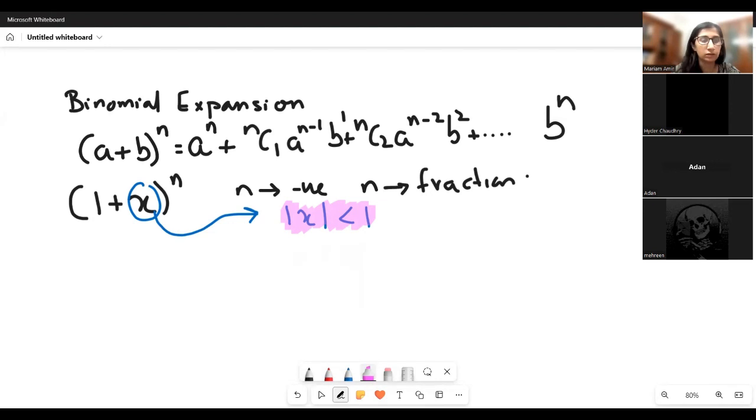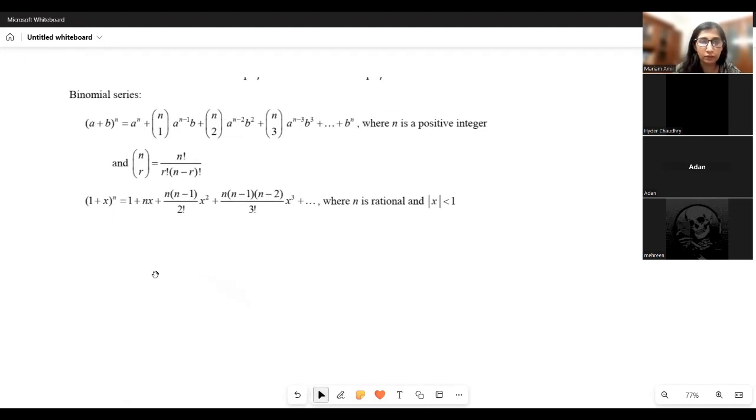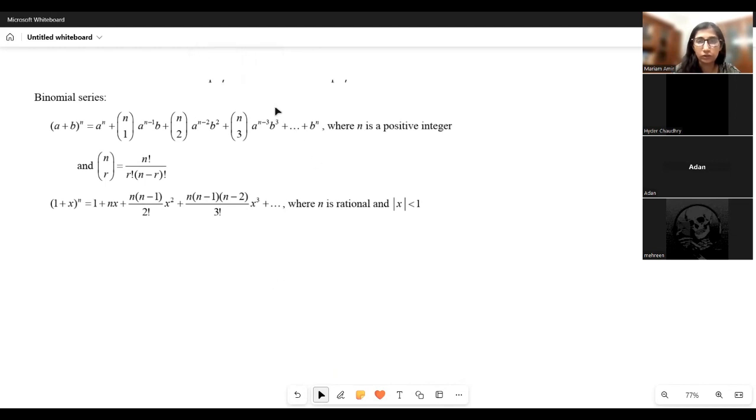In fact, this assumption is given in the formula sheet as well. Let me just cut paste that for you guys. So in the formula document that you have with you in the exam, this is what this part looks like. And the first one is what you needed in AS, and the second one is what we just discussed. And see where it says that n is rational. That means that it could be a fraction, it could be a positive value, it could be a negative value, and modulus of x is less than 1. Again, this is important to remember.